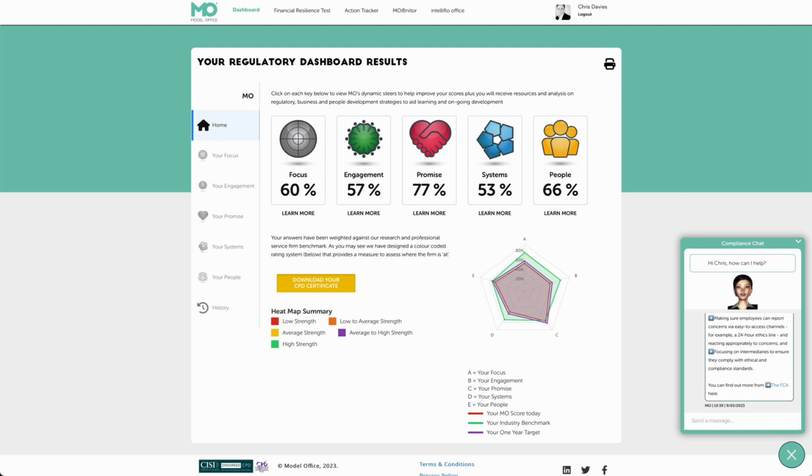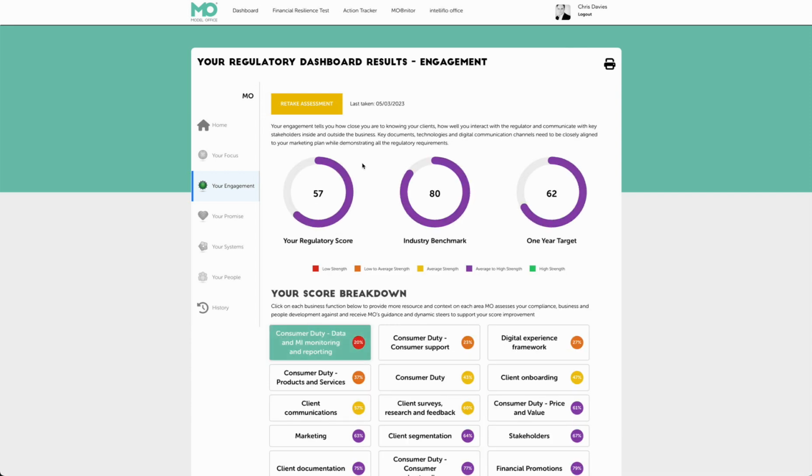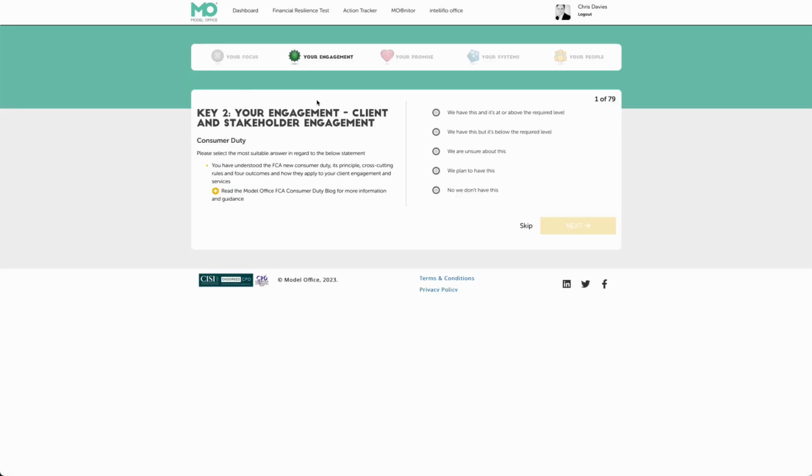We cover all the key angles and strategies that you need to implement across the consumer duty, the 4 outcomes, and data and MI practice as well. And you can see here on the screen, you've got the 5 regulatory keys, and we have placed the consumer duty here in your engagement. So we click on your engagement and we'll click into the question sets here.